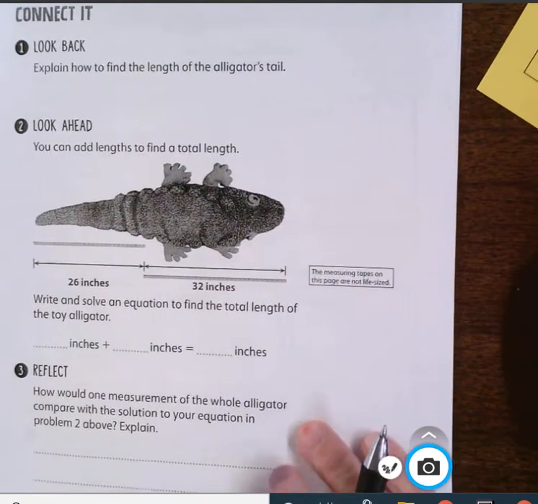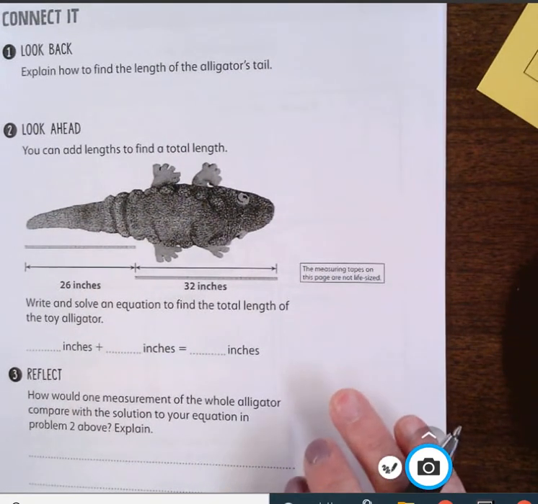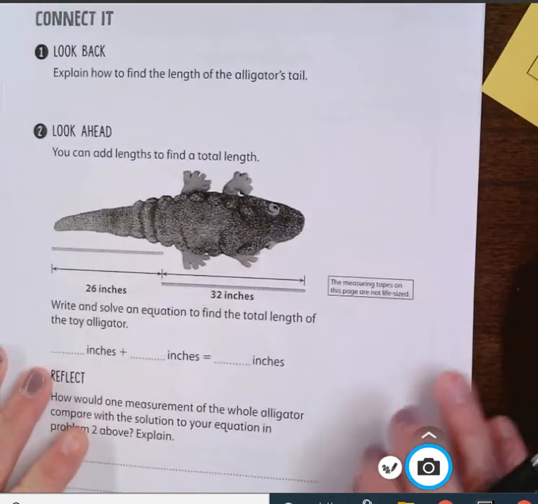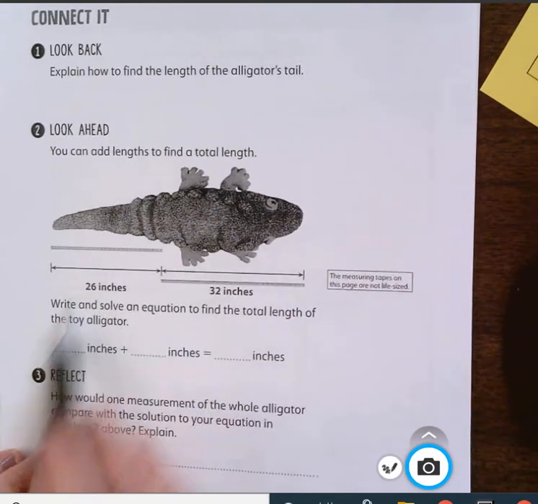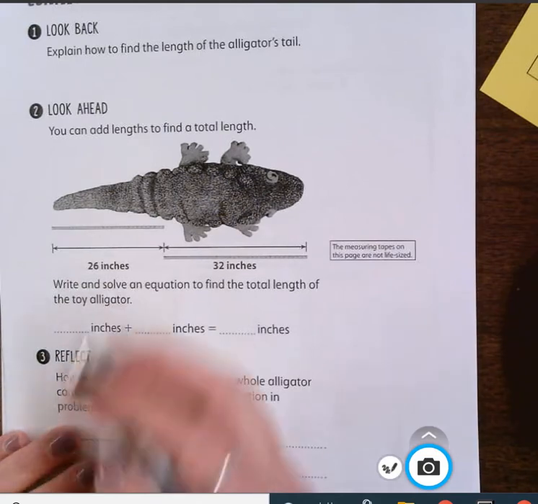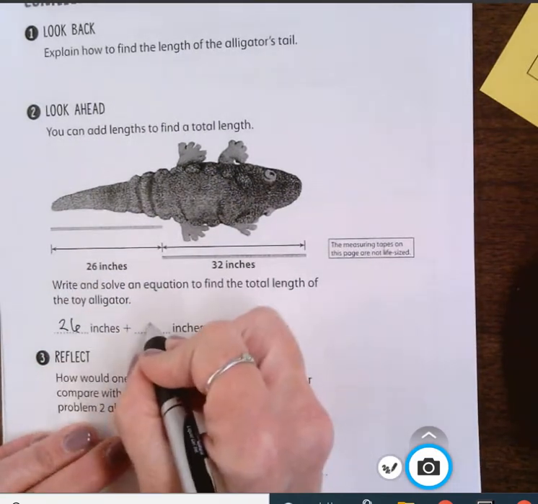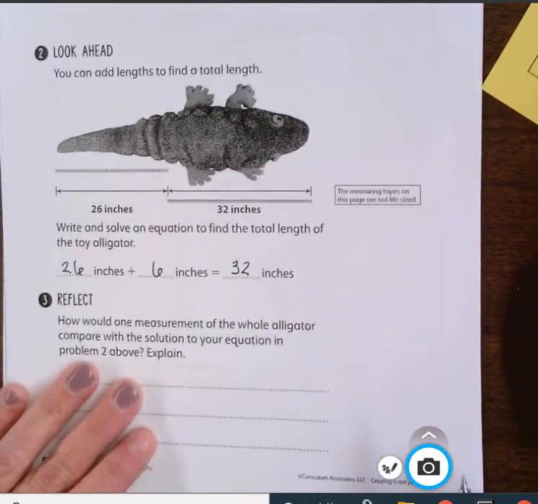Okay, so let's go to the next page. Now it says, explain how to find the length of the alligator's tail. So there's going to be different explanations. The way that I think is a good way to do it is to find the length that is 6 inches shorter than 32 inches, right? And that's what we did. So we know that the tail is 26 inches plus 6 inches equals 32 inches.